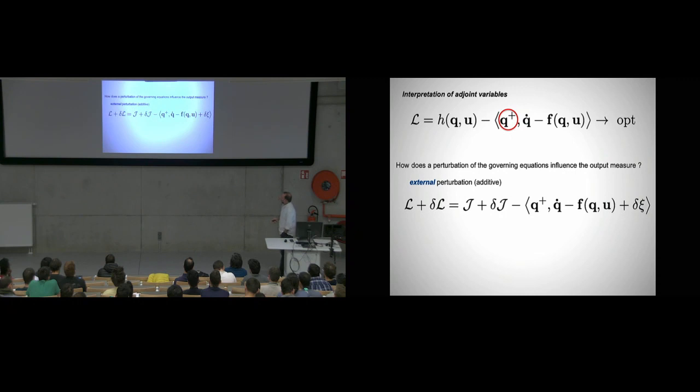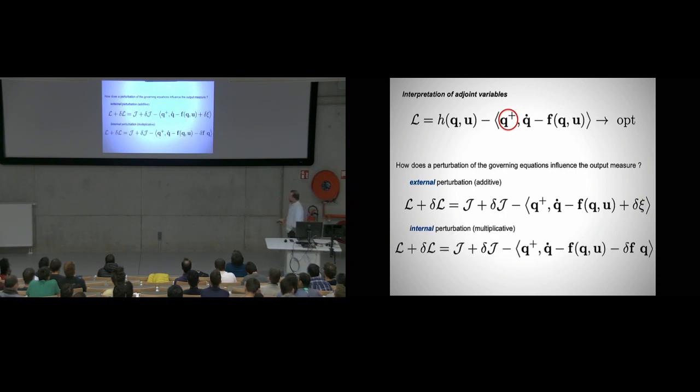The second one, so it's an additive perturbation. The second one I can do is an internal perturbation. I don't add anything to the equation on the right-hand side. I mess up the terms in the equation. Okay? So my small f is actually multiplied by q.